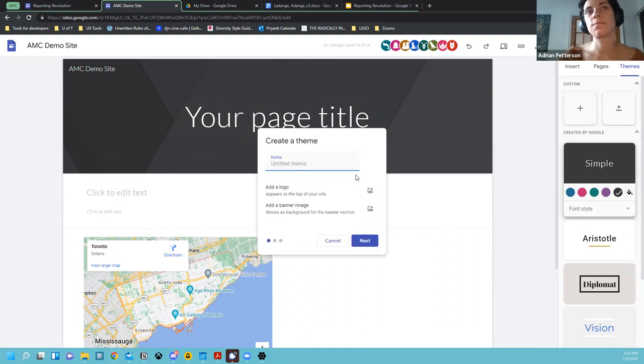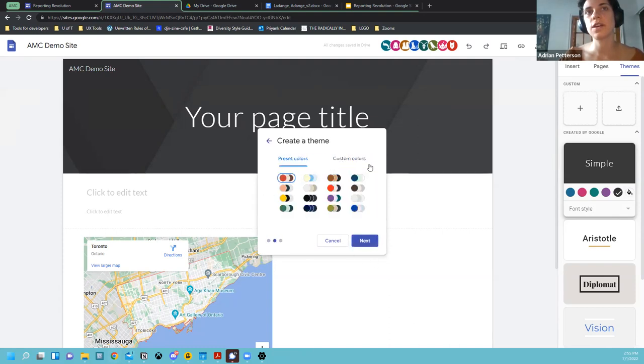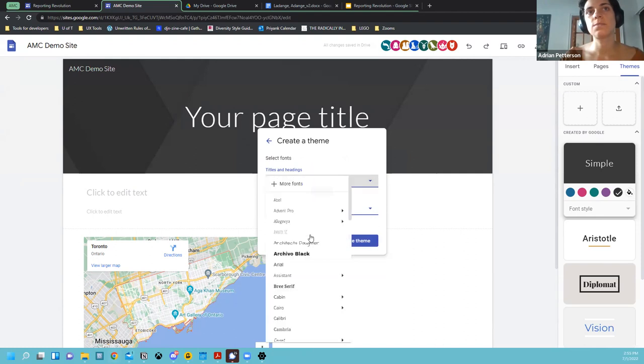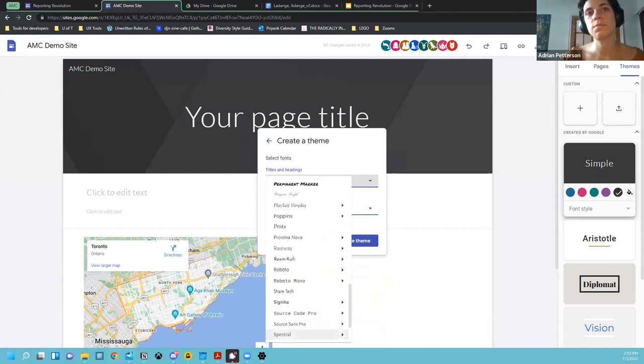You can also create a custom one. So if you want to add a logo or a banner image, you can also custom make colors and custom your font. So if you don't want to use the basic ones, you can choose from a bunch of them.